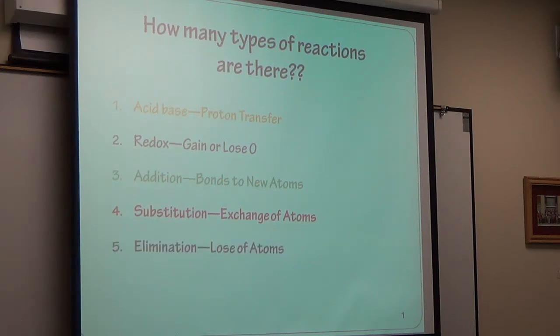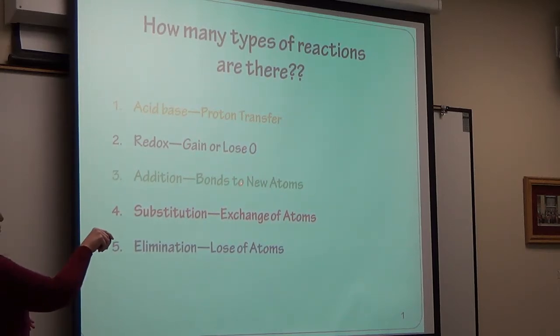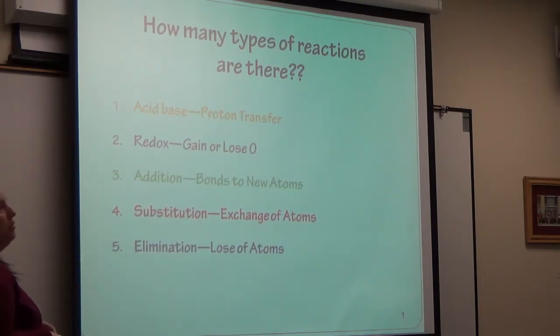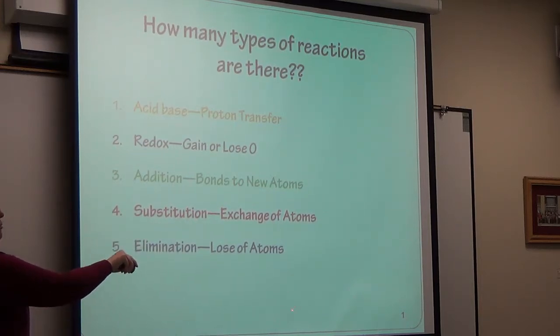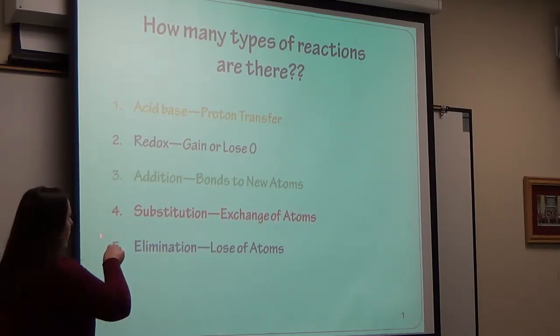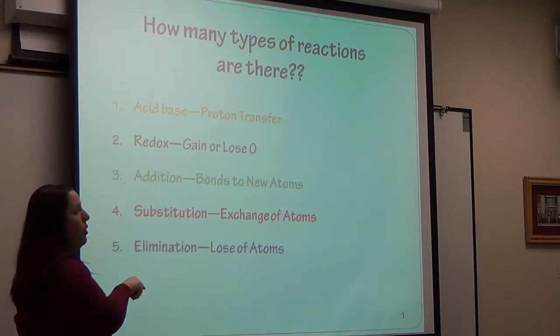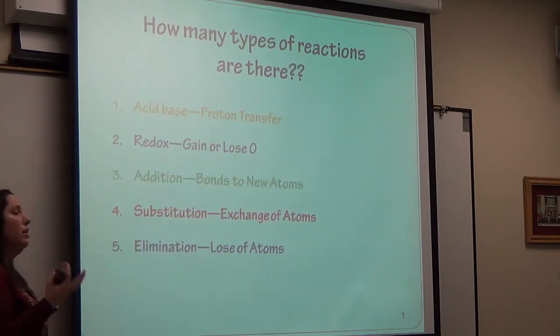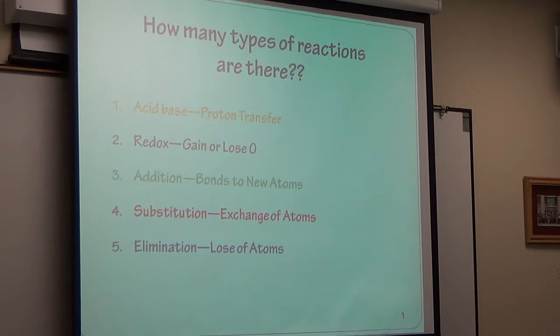So that's 4, and then 5 is elimination. We can also lose atoms, get rid of them. Here we're actually adding new ones, these two. We can also lose them to get what? The pi bond back. Does that make sense? So really, these 3 go hand in hand, so often they compete with each other.